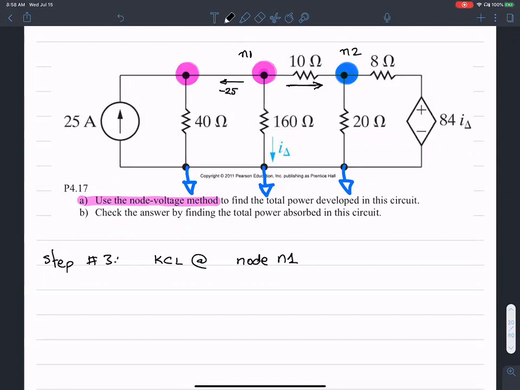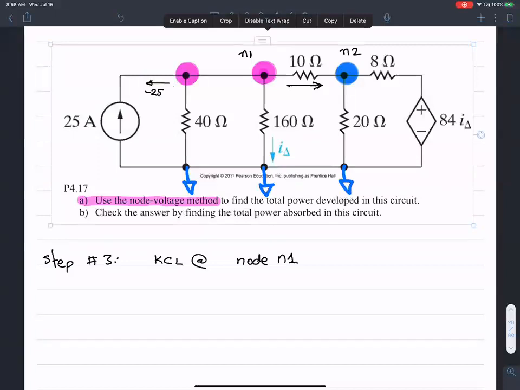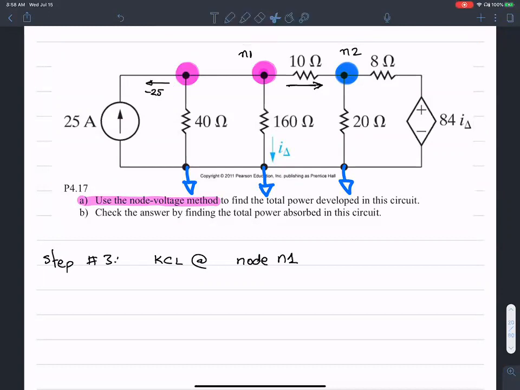Before this, I established that there was a voltage V1 at node 1 and a voltage V2 at node 2. So this is V1, and this is V2. I also want to point out that this is exactly V1, because there is no element between these two devices, so they are essentially the same node N1. So there is negative 25 amperes of current going left.